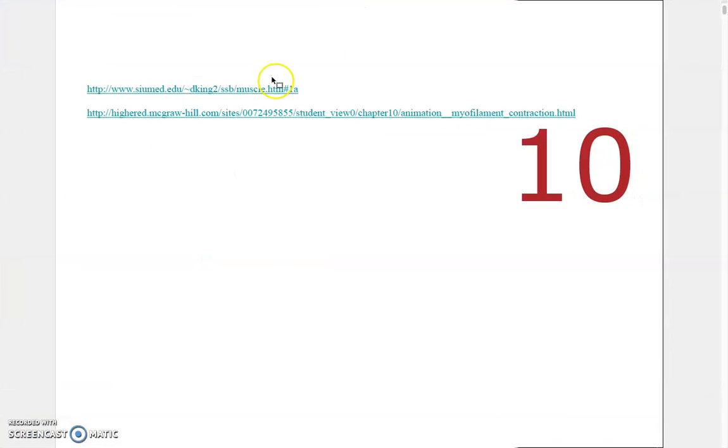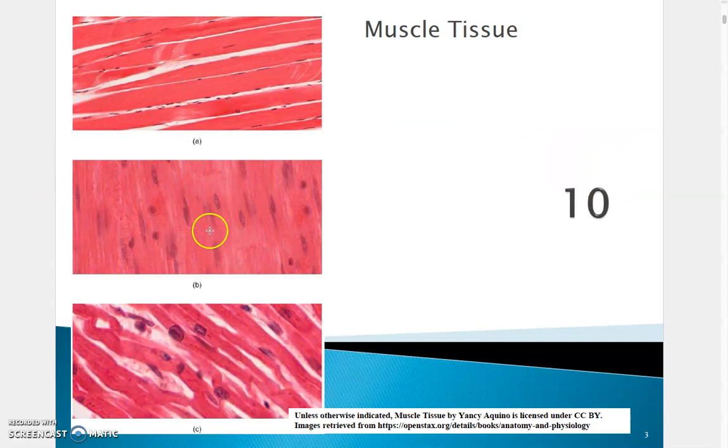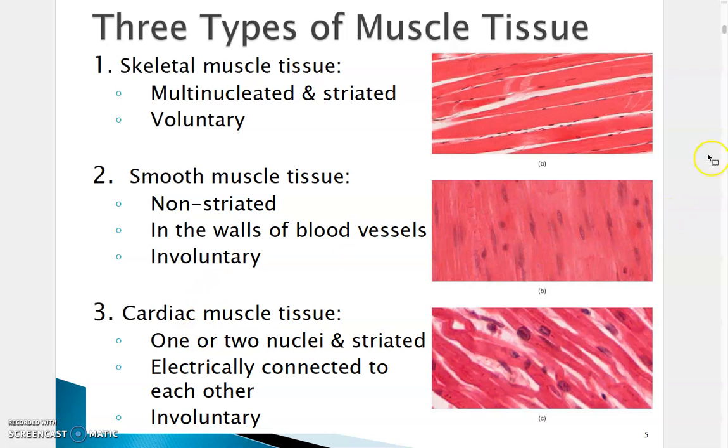Okay, so today we're going to be talking about chapter 10, which is about muscle tissue. These are the three types of muscle tissue. The first one is called skeletal muscle tissue, and this is basically the muscle tissue that covers all your bones, and the movement is voluntary. So you can move it on purpose by thinking about it and doing it. And it is multinucleated, so all of these blackish bluish dots here are nuclei, and it is striated.